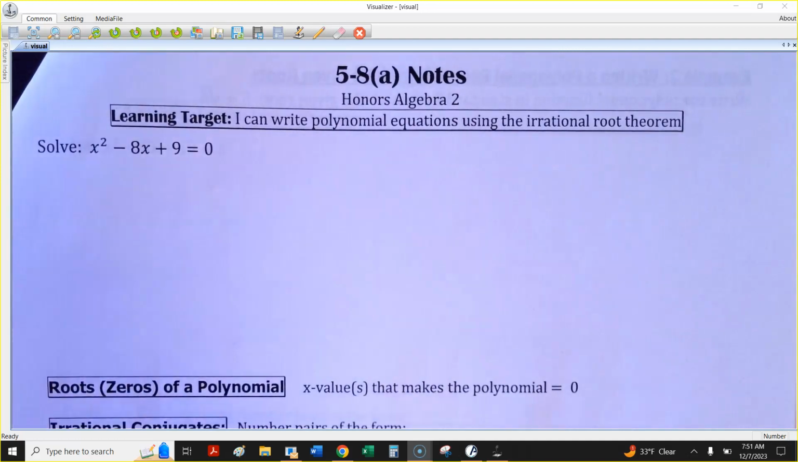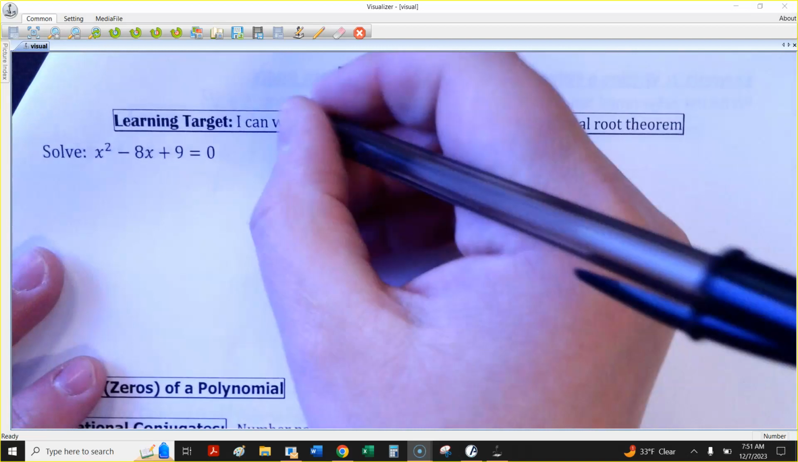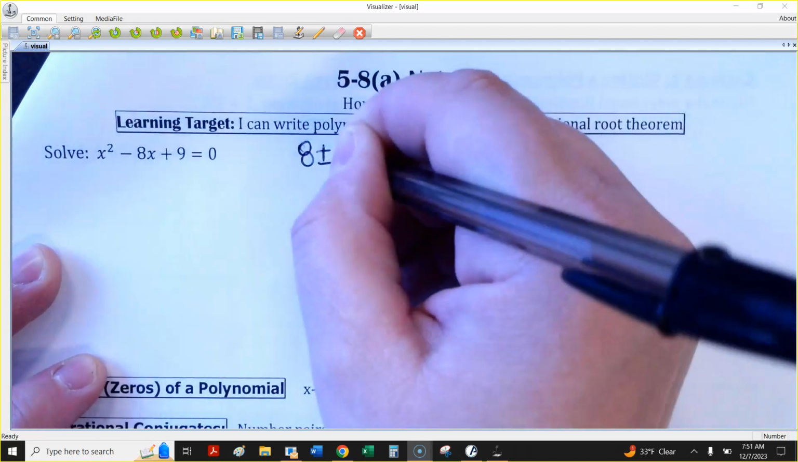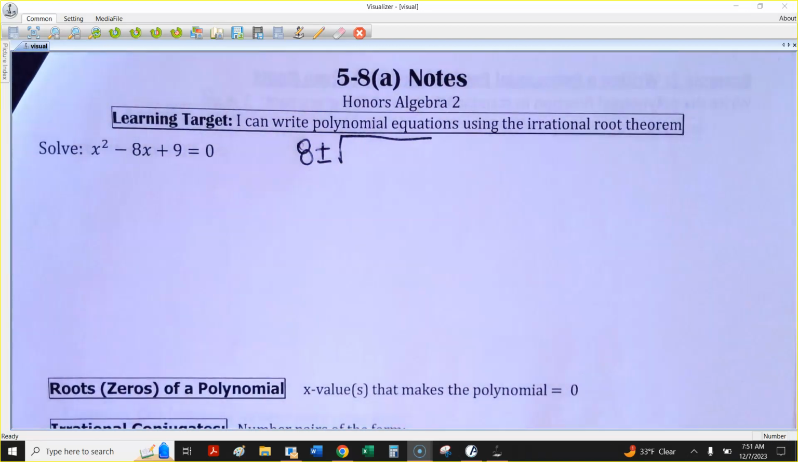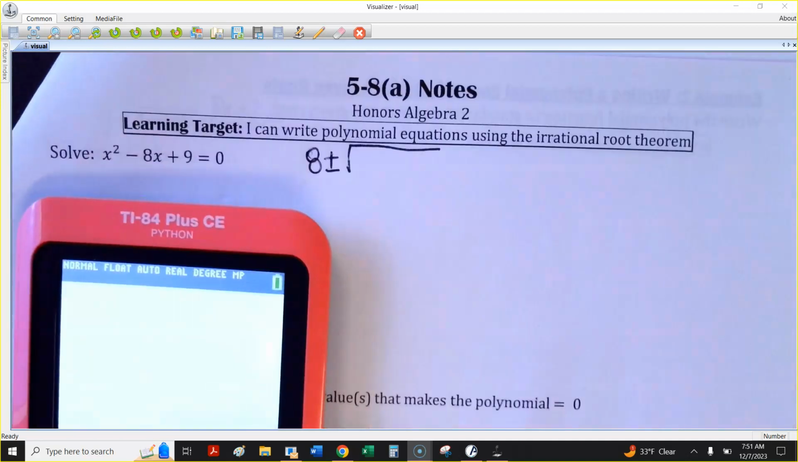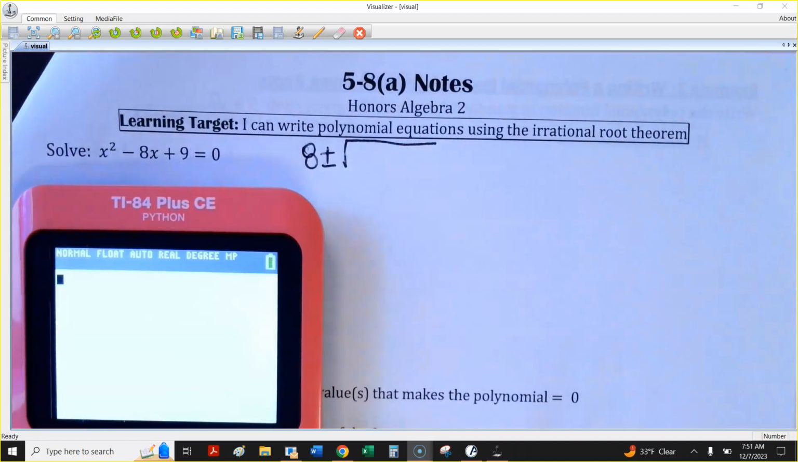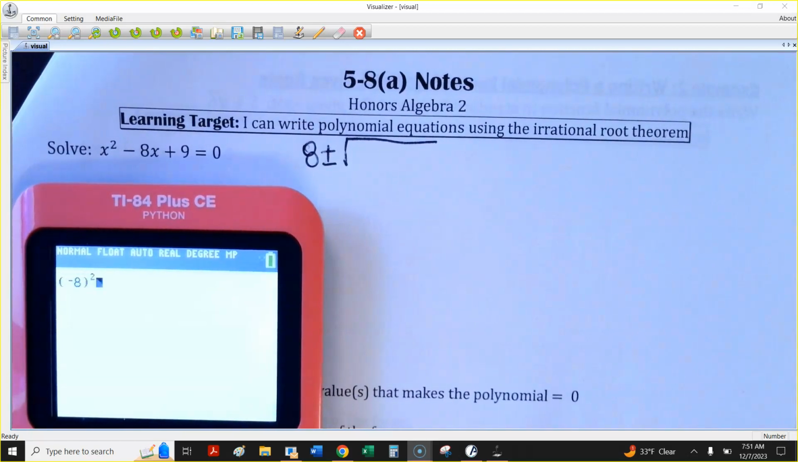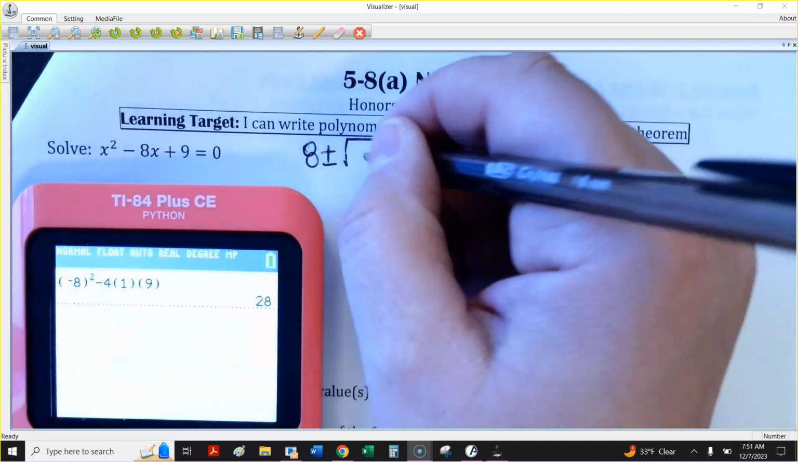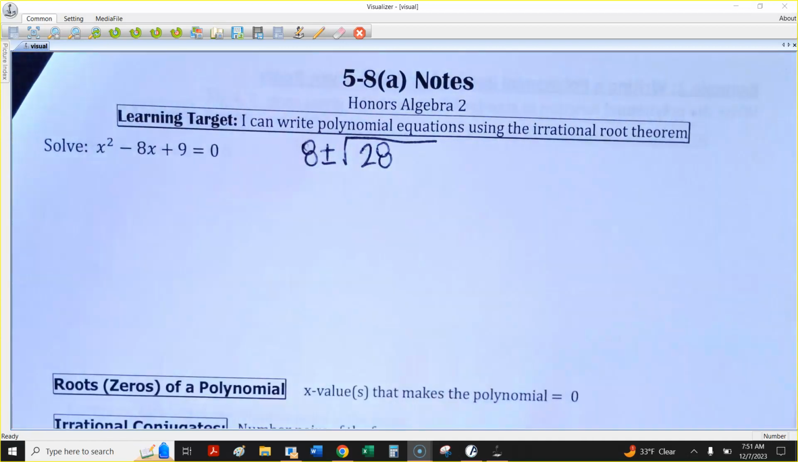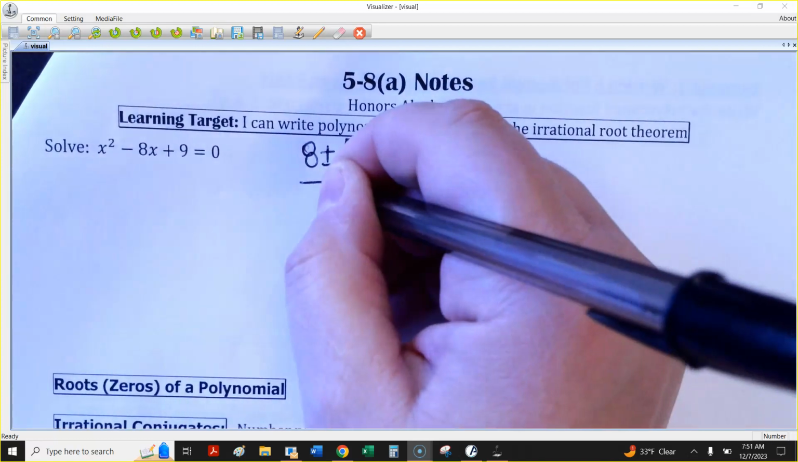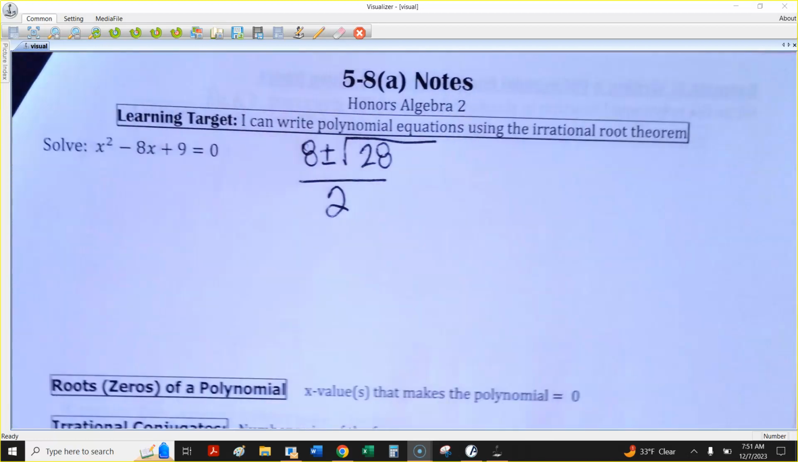I'm going to do the opposite of b, which would be positive 8, plus or minus the square root, and then let's just speed this process up. I'm just going to do this on my calculator. We'd have b squared, so negative 8 squared, minus 4 times a, which is 1, times c, which is 9, right? So I'm just typing this in. Under the square root, we would have 28. And on the bottom, we would have 2a, so 2 times 1, which would be 2.